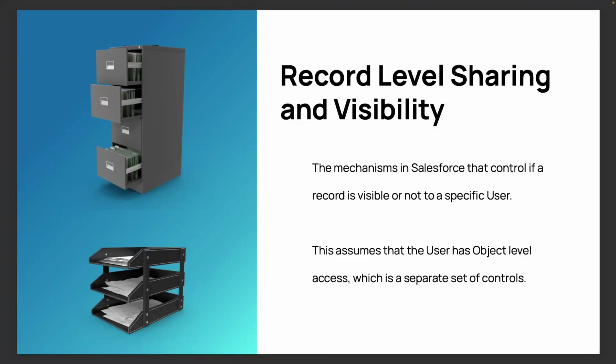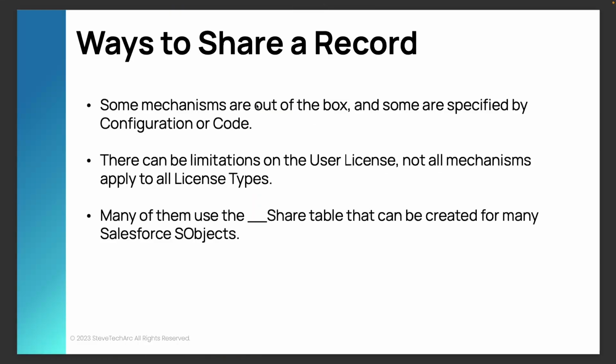So we're talking about record level visibility. We're talking about those being the files in the file cabinet. And we're talking about the user already having object level access through the profiles or permission sets. So when we're talking about sharing a record, we've gone through some configuration or code, and the one we're discussing today is about code.